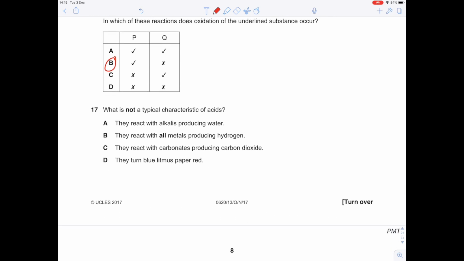What is not a typical characteristic of acids? They react with alkalis producing water. This is very true. They react with all metals producing hydrogen. No, that's not true. You can't say all metals. Metals less reactive than hydrogen do not react with acids. Check C, they react with carbonates producing carbon dioxide. That's very true. And yes, they turn blue litmus paper red, so the answer here is B.